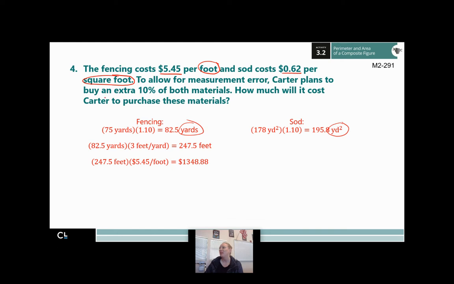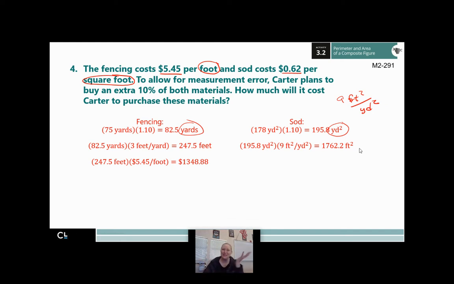This is a problem, but nothing impossible because we converted earlier, right? We said there were 3 feet in a yard. Ooh, but this is square yards. 3 squared would be how many are in a yard, right? 3 squared is 9. So there's actually 9 square feet per square yard. Oh, so I'm going to take this 195.8. I'm going to multiply it by 9 square feet per square yard, and that'll help me find out that it's 1,762.2 square feet. There were a lot of tricks in here, weren't there?